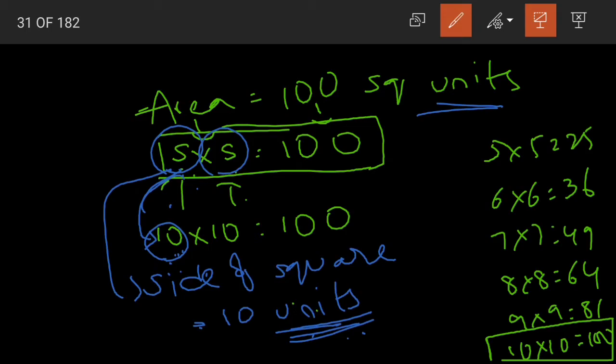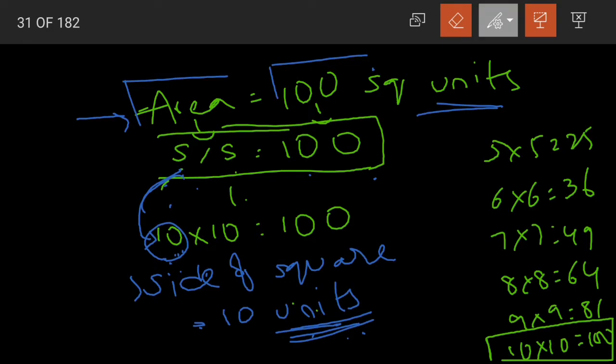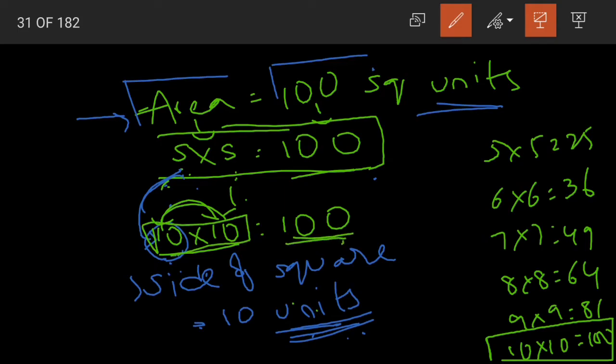Is this clear, children? We are finding out the side of a square whose area is 100 square units. The formula for area is S into S is equal to 100. That means S into S. See, the same number has to be multiplied twice. Now which number when multiplied with itself will give us 100? 10 into 10. 10 into 10 is equal to 100.